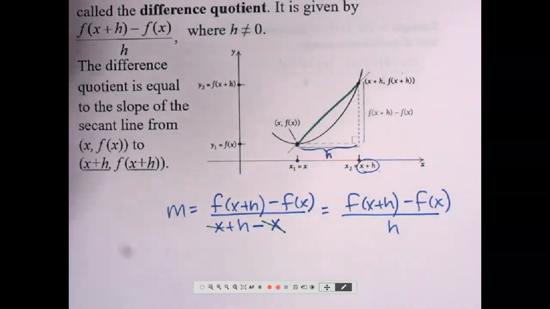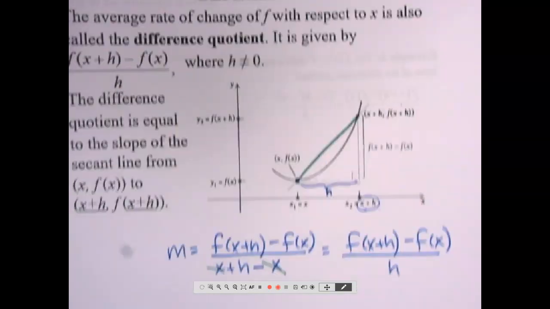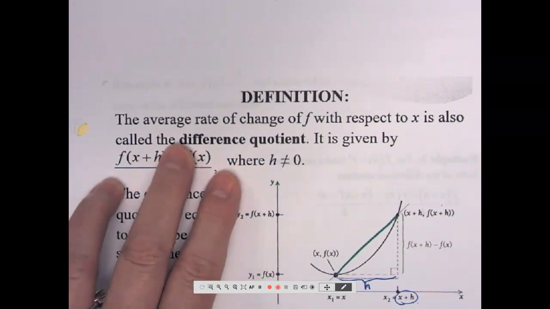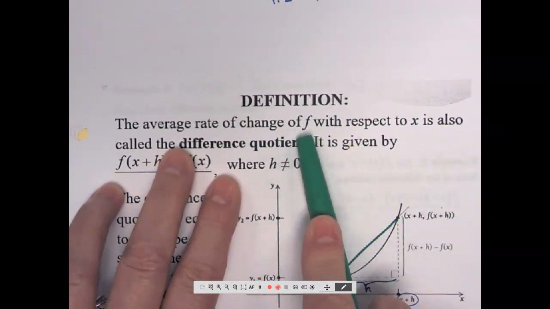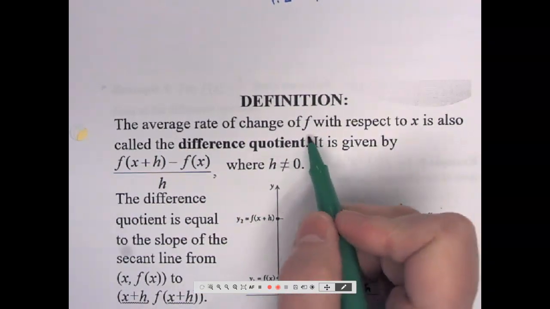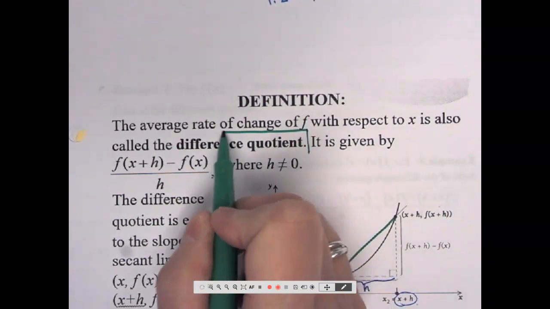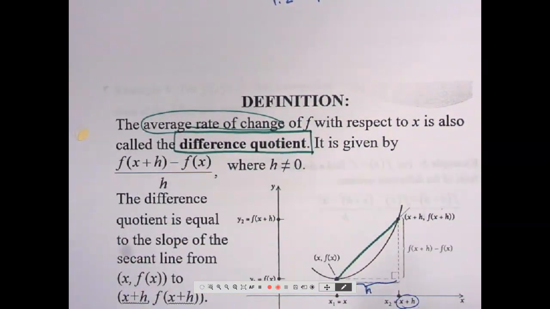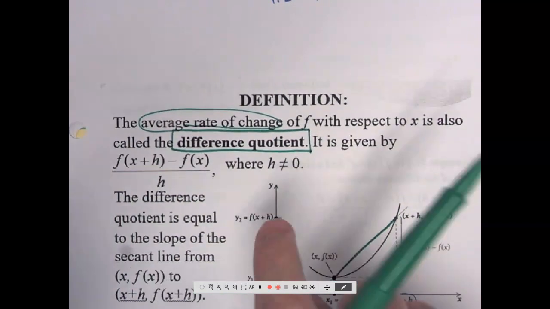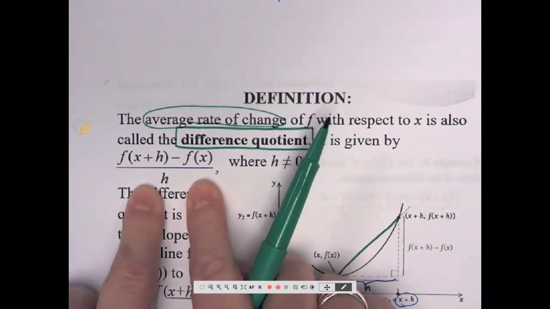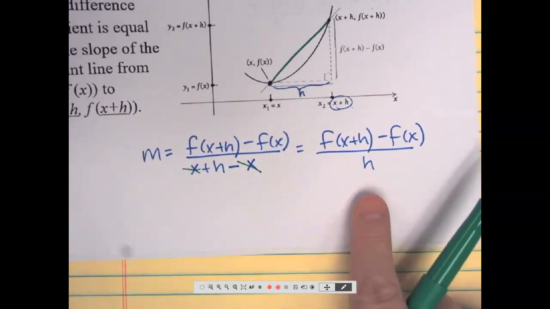Okay, so now let's go back and read all this stuff. Definition: the average rate of change of a function with respect to x is also called the difference quotient. Difference quotient means average rate of change. It is given by, oh, look at that. We just came up with that. That was our generic formula for the slope.